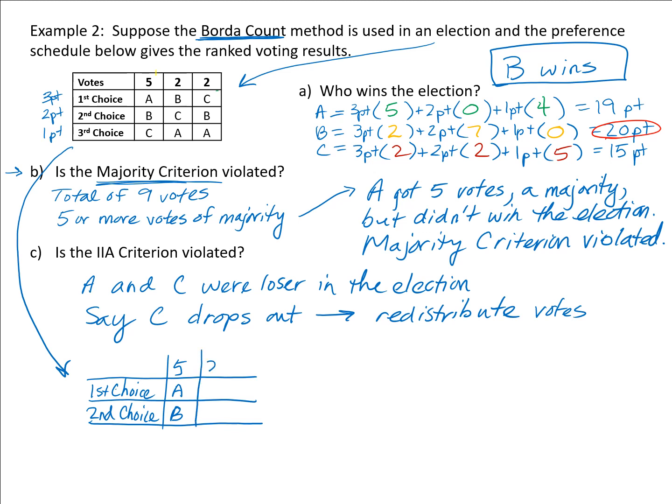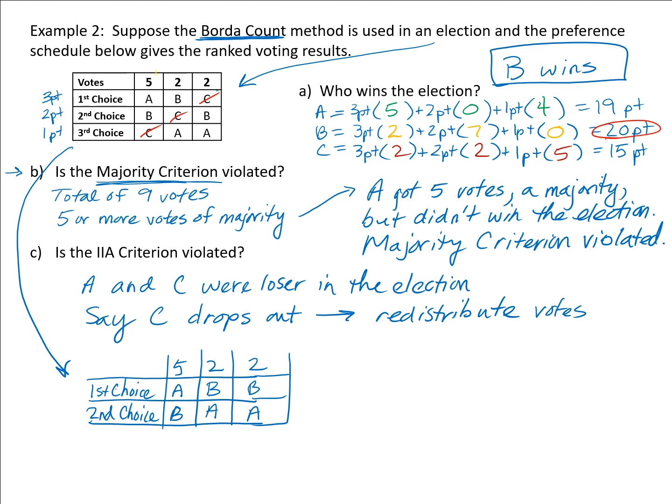Group 2, that group of 2 people, when we redo the table here, those 2 people originally said B first, so that would still be their first choice. But if C drops out, then technically A would be their second choice. And then the third group, C was their first choice, but C has dropped out. So that means B moves up to first choice and A moves up to second choice. So basically what I've done is I've really just eliminated C from the preference schedule, and then moved everybody else up. So I get this new table.